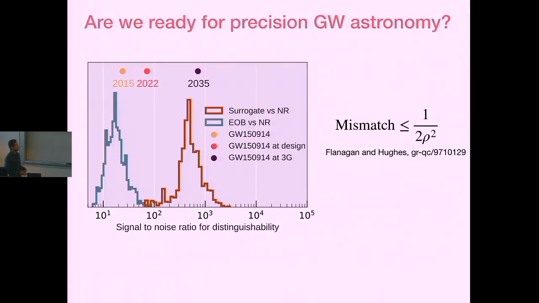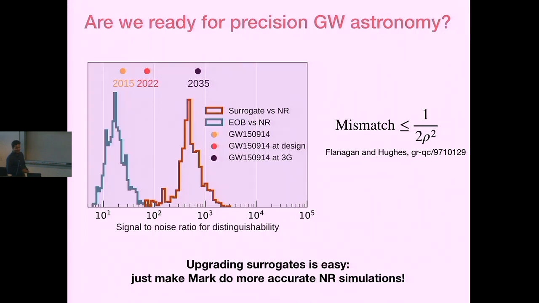Okay, so in essence, surrogate models can be the modeling method for the future and can solve the modeling problem for the high precision gravitational wave astronomy era. So you can say, okay, at this point, what next? The model is not working anymore. Well, the answer is simple. The surrogate models are essentially limited by the numerical relativity resolution, so you just need to make new ones with more accuracy. So you just go to Mark and tell him to do new simulations.